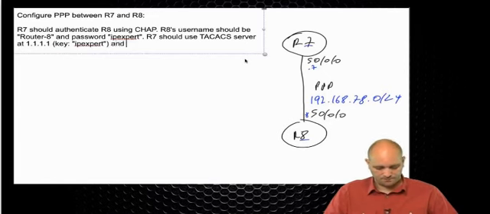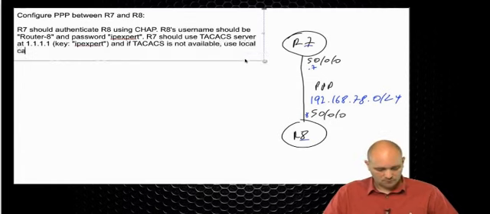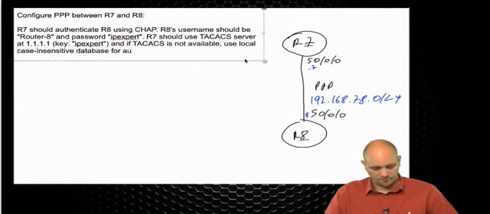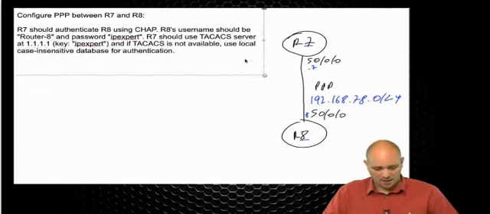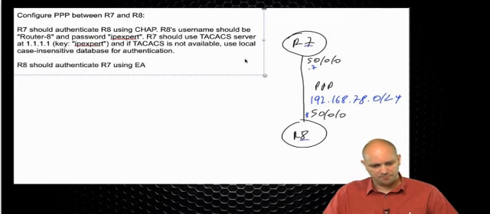And if TACACS is not available, use local case insensitive database for authentication. Now let's see R8. R8 should authenticate R7 using, let's say, EAP. No, actually, let's use MSCHAP. Nah, PAP. I'll go over those other examples later on. R8 should authenticate R7 using PAP.